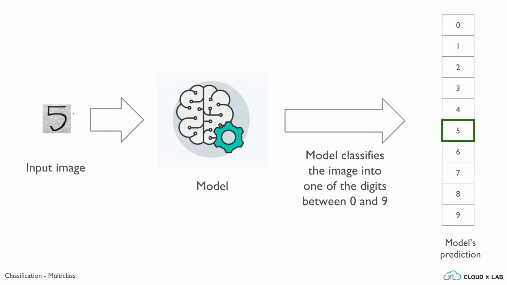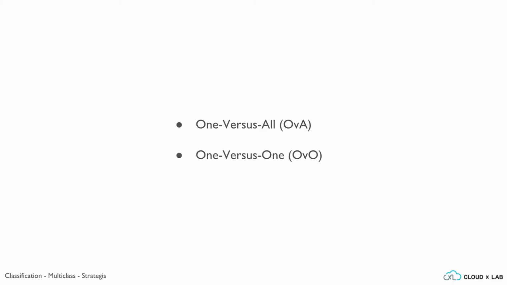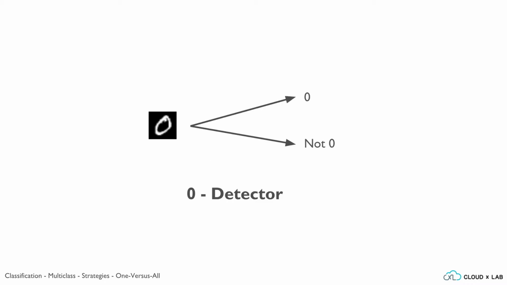Let's come back to our original problem. We want to build a classifier or model using MNIST dataset, which classifies an image into one of the digits between 0 and 9. As discussed, this is multi-class classification. How do we train this multi-class model? There are two strategies: one versus all, OVA, and one versus one, OVO.